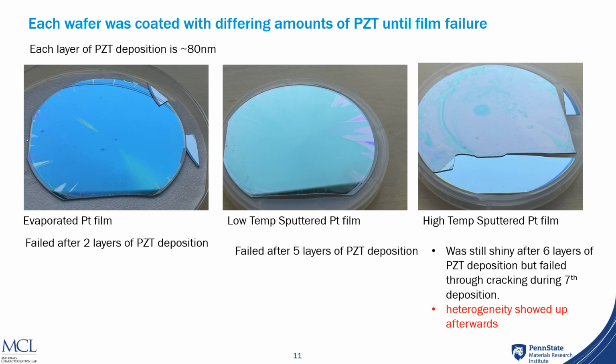And then finally, on the high temperature one, everything looked fine until we got to the 7th deposition. So the films looked nice and clean, and then we got to the 7th, we saw the thing crack. After cracking, all of this discoloration that you're seeing here occurred. And we'll get to the reasons for that in just a moment.